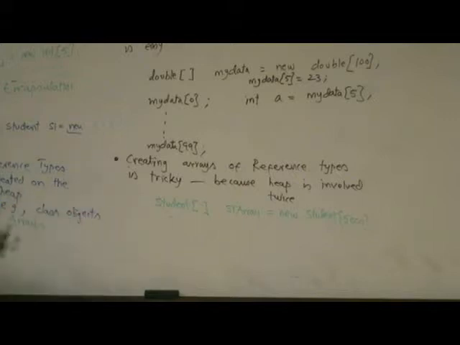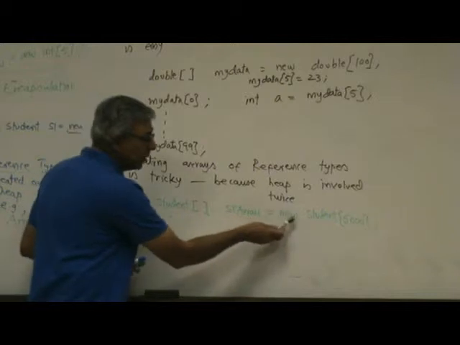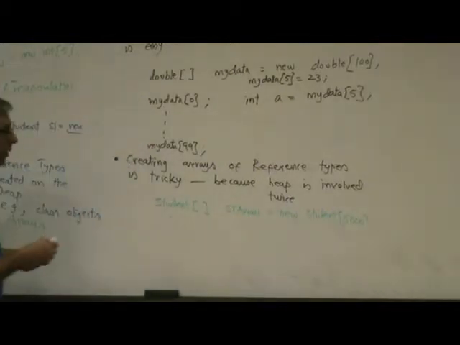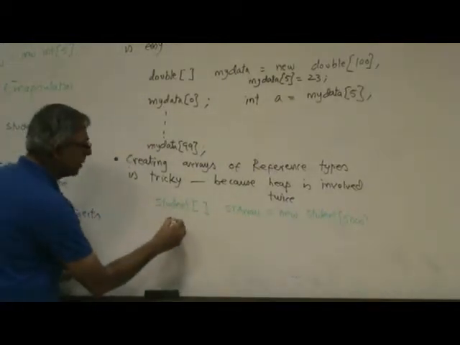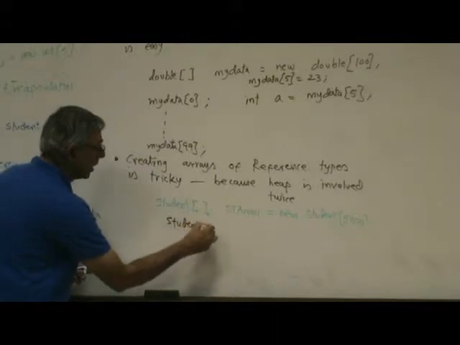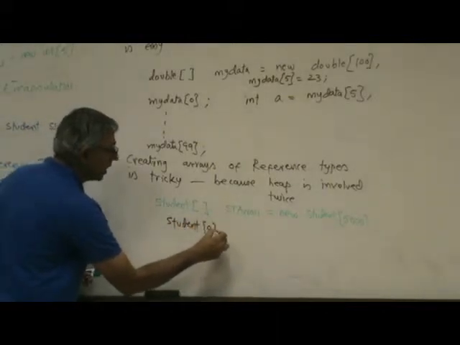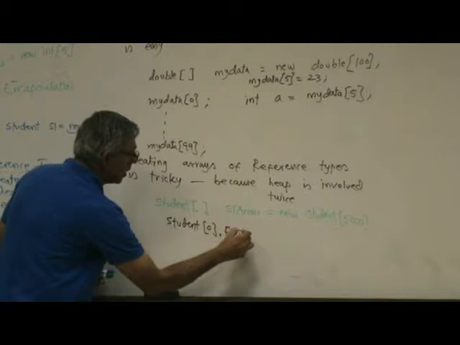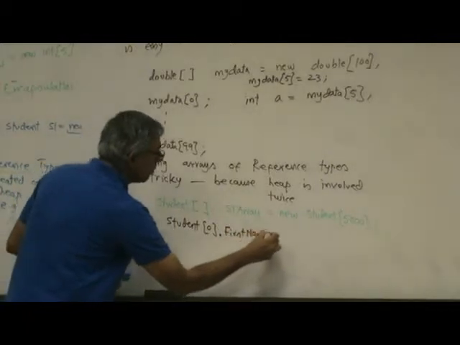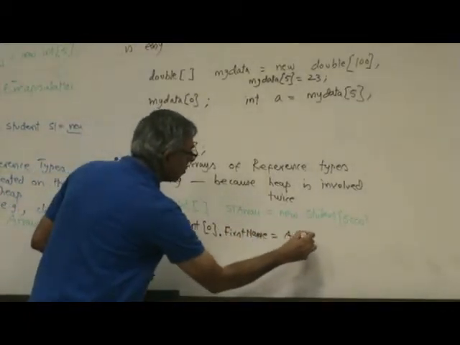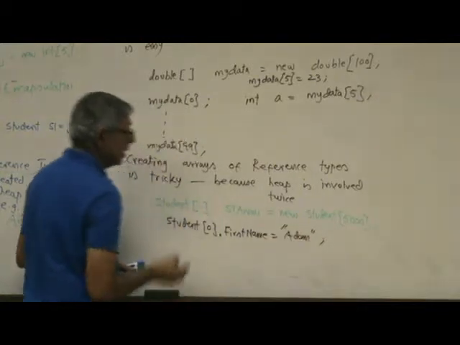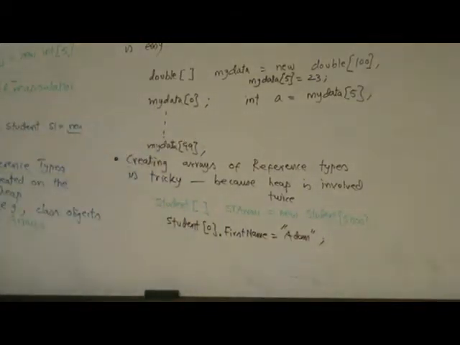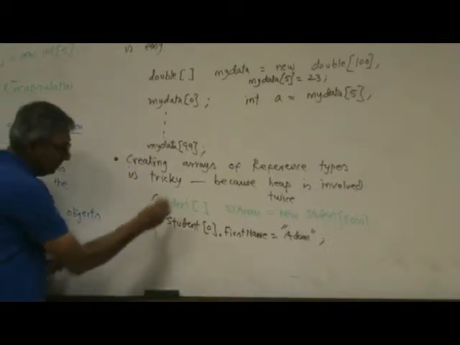Okay, but then they think, oh, I have memory for 5,000 students. I already used the new keyword over here. So then they will try to do something like this: student of 0 dot, let's say first name equal to Adam. The minute they write this type of code, the compiler will compile, and you'll think, oh, it's working. But let me finish that.